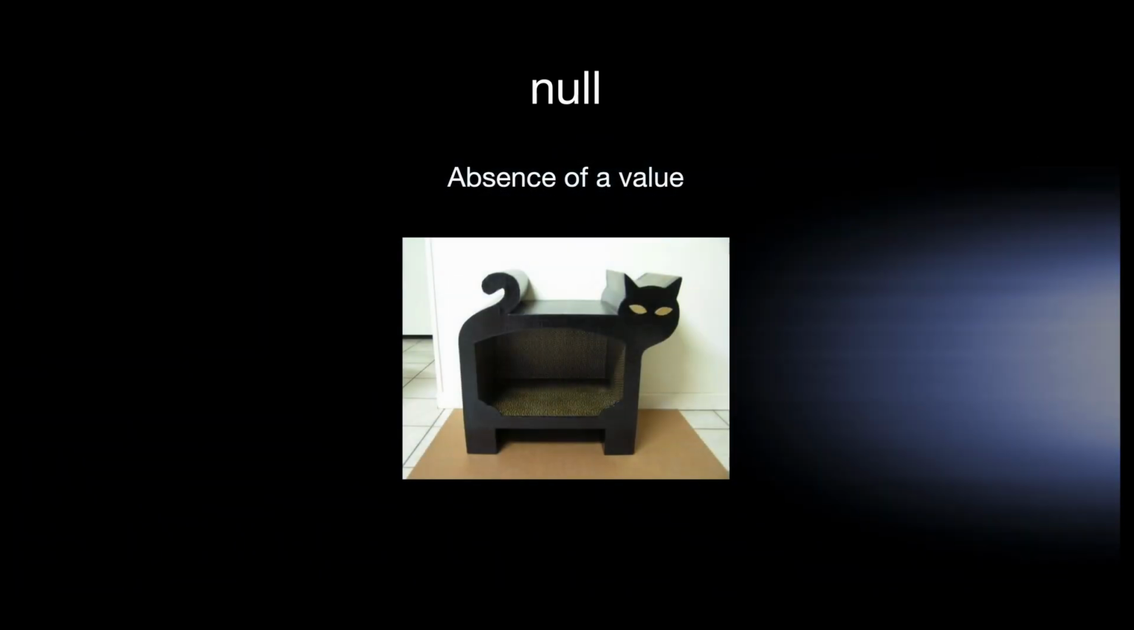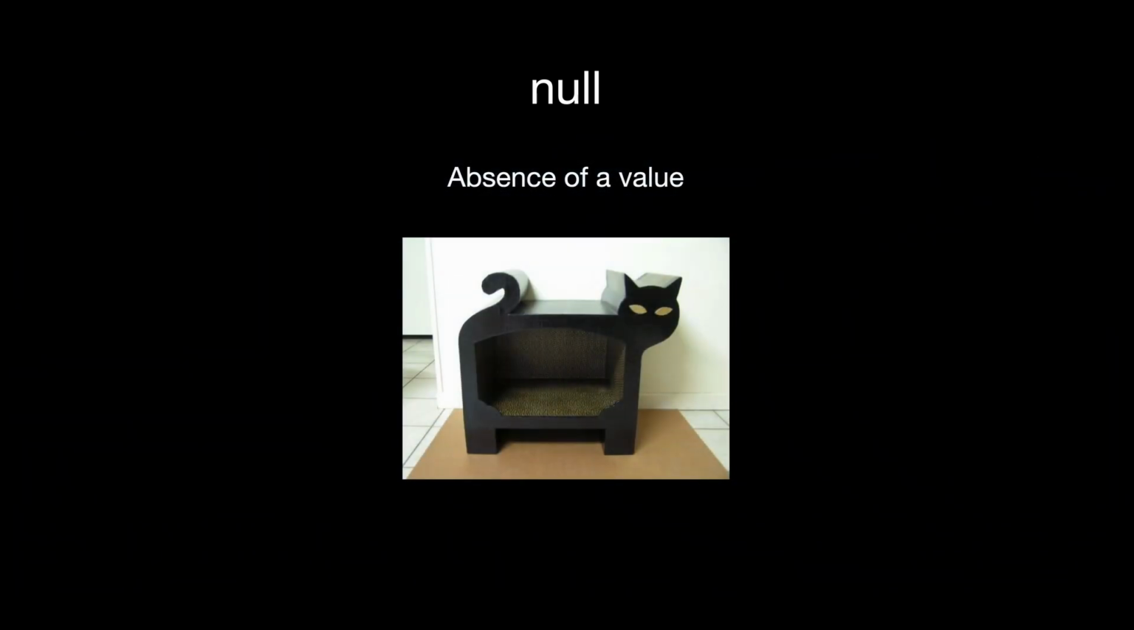Next in line, we have the null data type. With the null data type, we have absence of a value. That means in the future, there's going to be a value. It's just absent at the moment. For example, you have a cat house, but you don't have a cat yet. So in the future, whenever you have a cat, you know this house belongs to the cat.